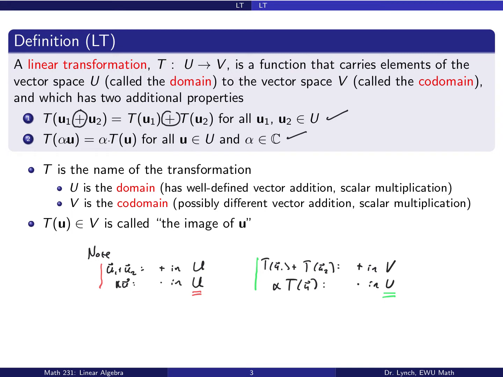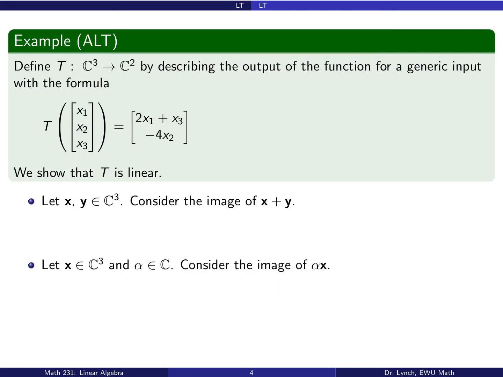Okay, we generally refer to T of u as the image of u, right? T of u is an element of the codomain V. Okay, so here's an example. Let's have a look at the function that takes a vector from the domain C3 to the codomain C2 given by T of x1, x2, x3 equals 2x1 plus x3 and negative 4x2.